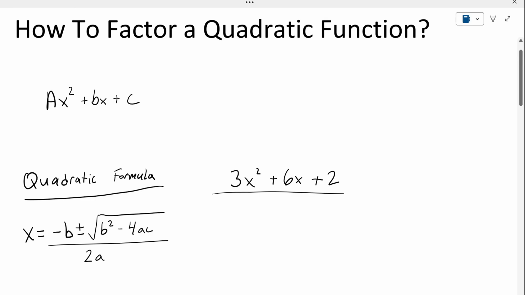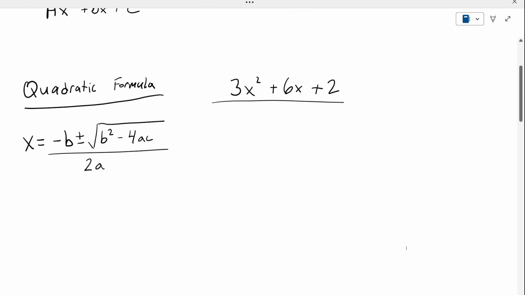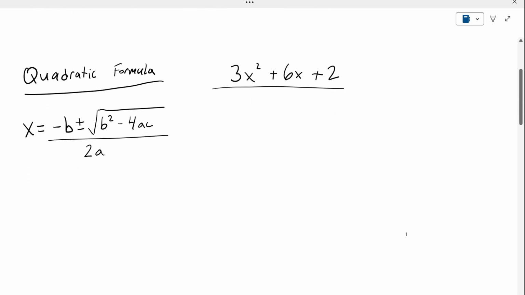Hello. Today I'm going to teach you how to factor a quadratic function and find the roots. The roots of a function are where the function passes over the x-intercept, or where y is equal to 0. The first way we can find the roots of a function is using the quadratic formula.